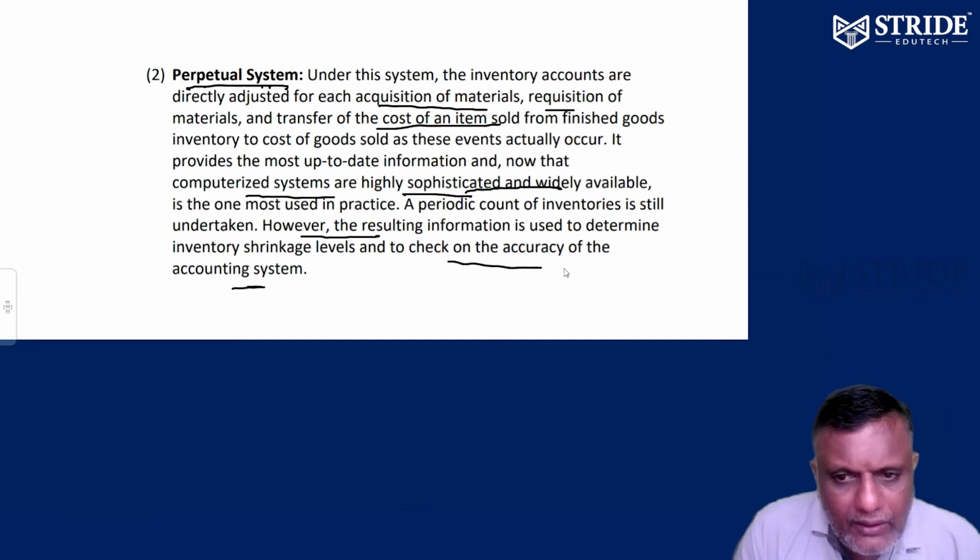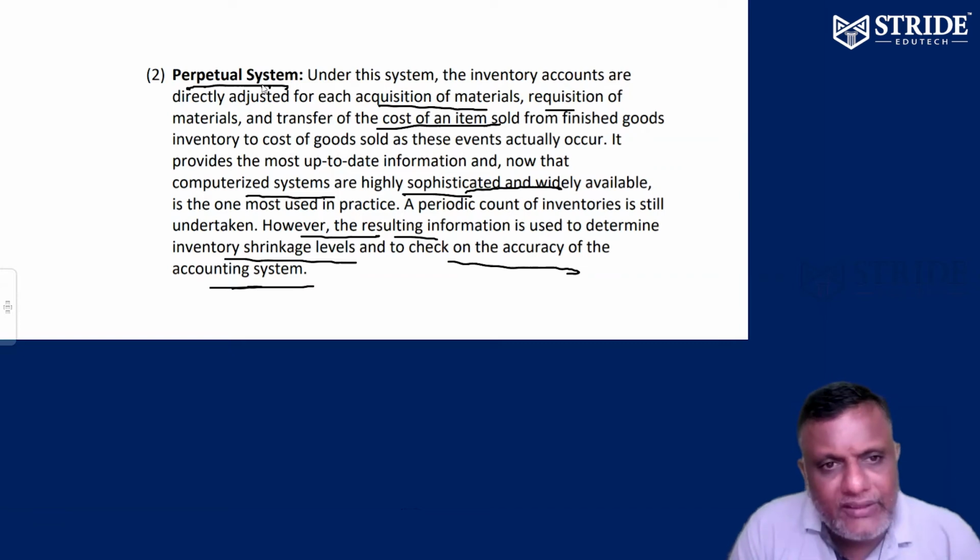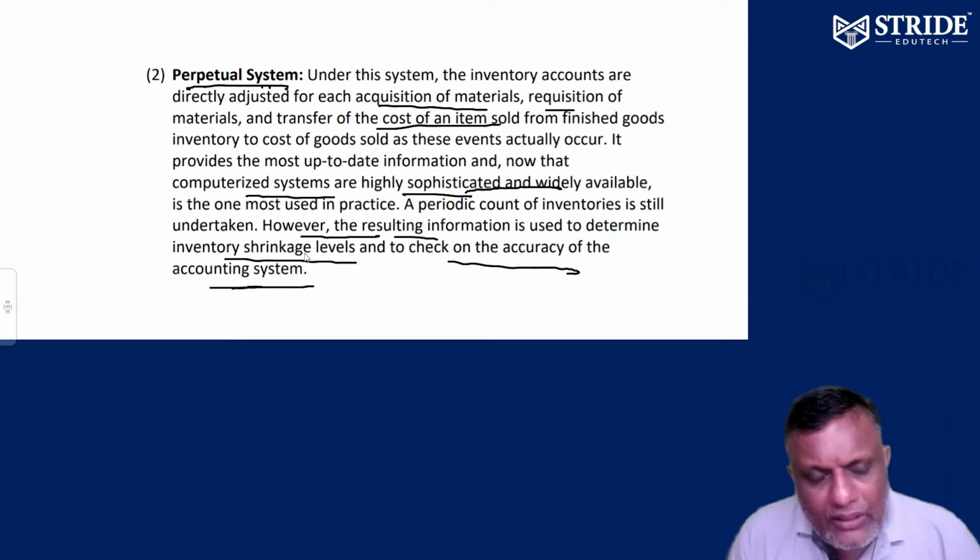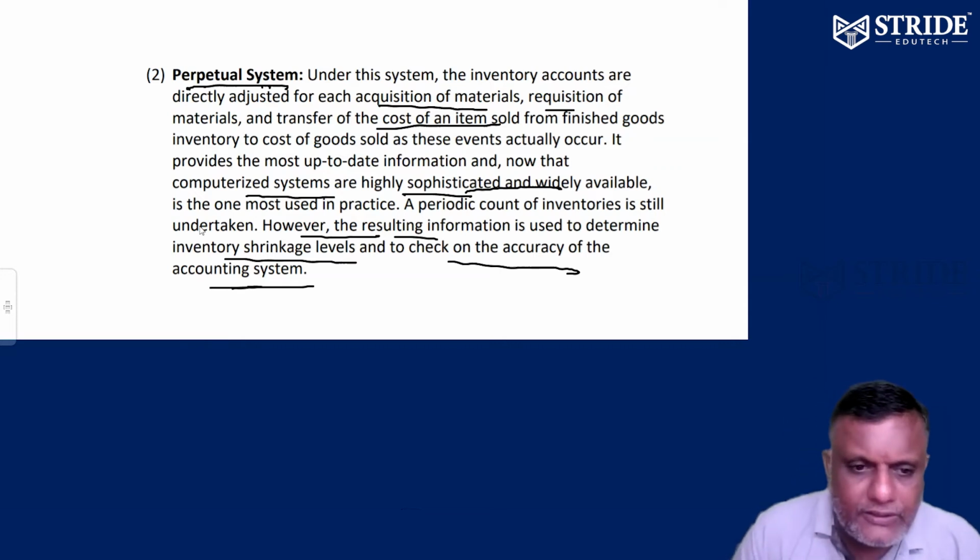You can exactly check the accuracy of the system. Any shrinkage of inventory we can easily identify by using this system. If any stock has been stolen, we can identify it immediately using the perpetual system.